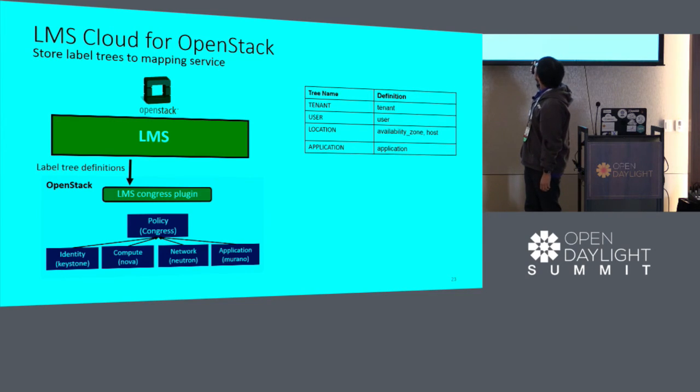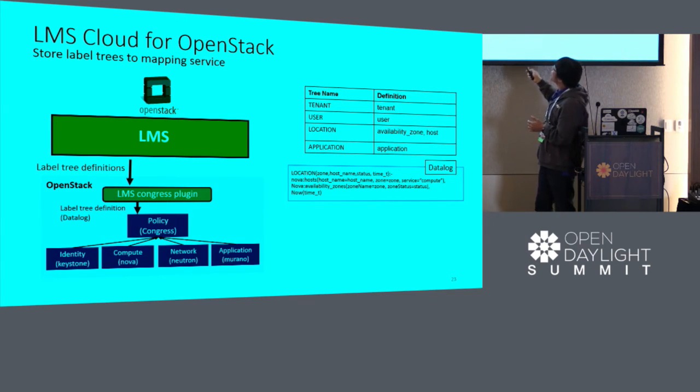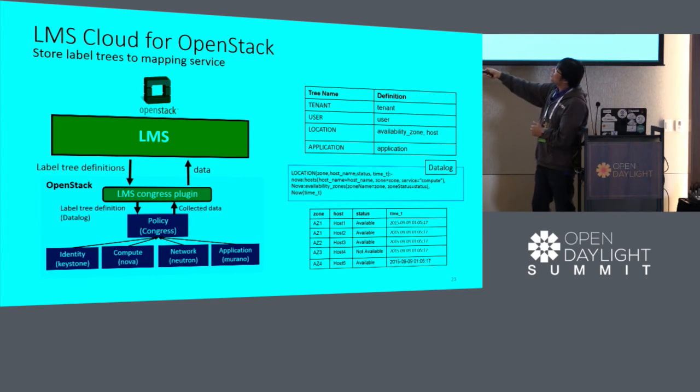We can just define, okay, I want to use the location label tree with availability zone and host. LMS can take this given input and automatically generate these types of Datalog rules, because currently Congress is using Datalog for managing this data. So we don't have to write this complex Datalog. We can just give this simple input, and LMS can automatically generate the Datalog. By taking this Datalog, Congress can collect all available information from the infrastructures.